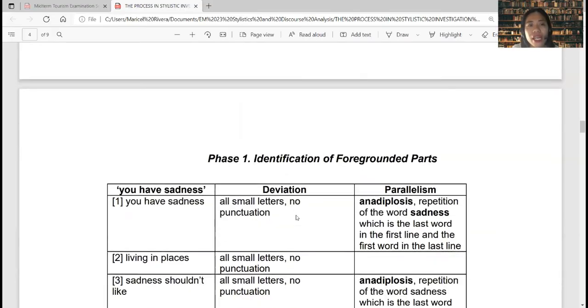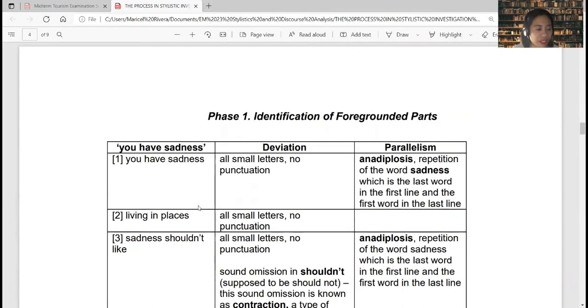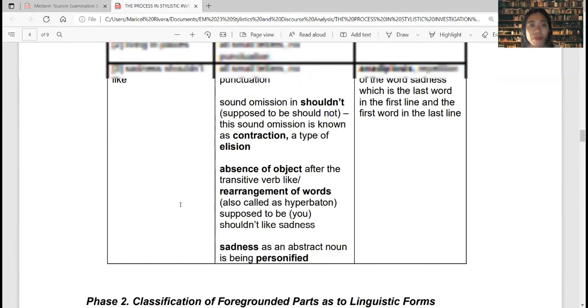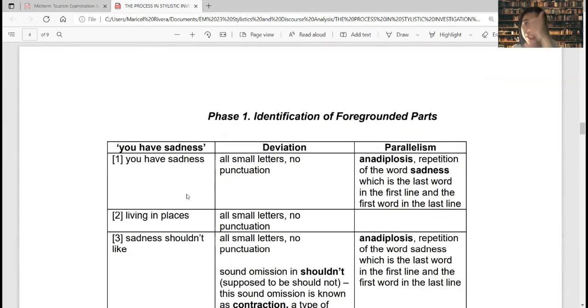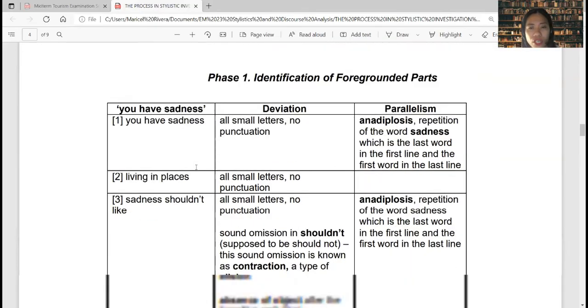So for phase one, identification of foregrounded parts. Here we have the poem You Have Sadness. This is now the first line, You have sadness, and of course the poem has only 3 lines, which is really good. It's very short, and it's easy to do stylistic investigation using the foregrounding theory of geophraseology. So we have here deviation and then parallelism. Let's try to take a look.